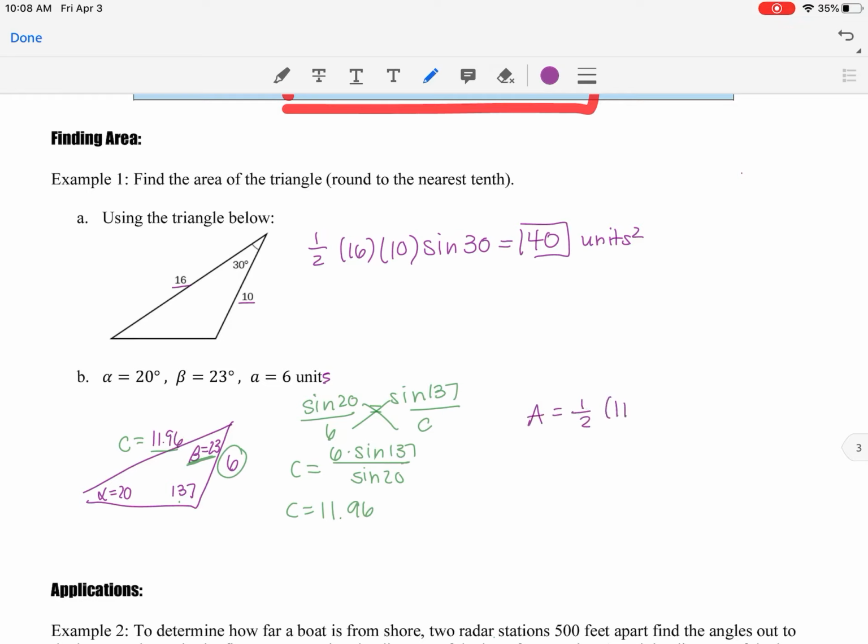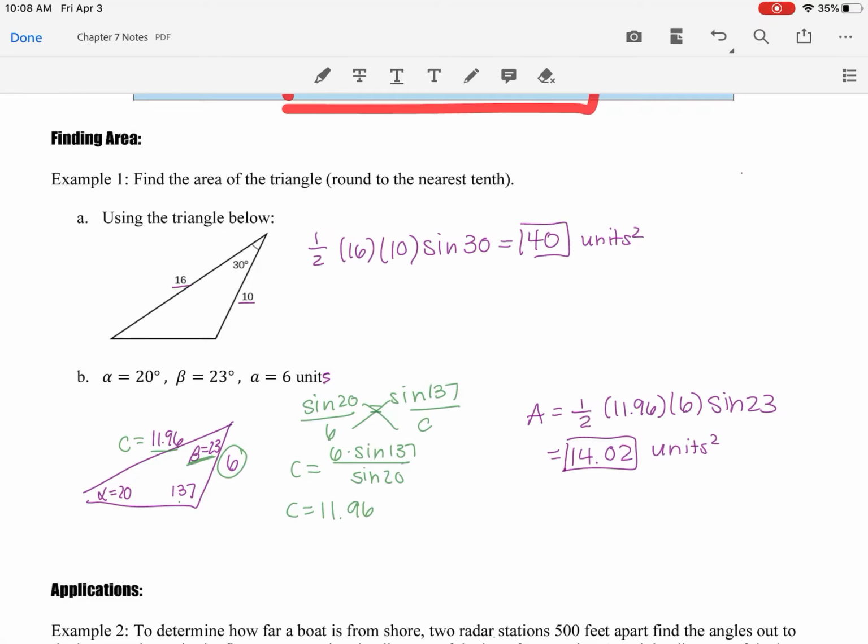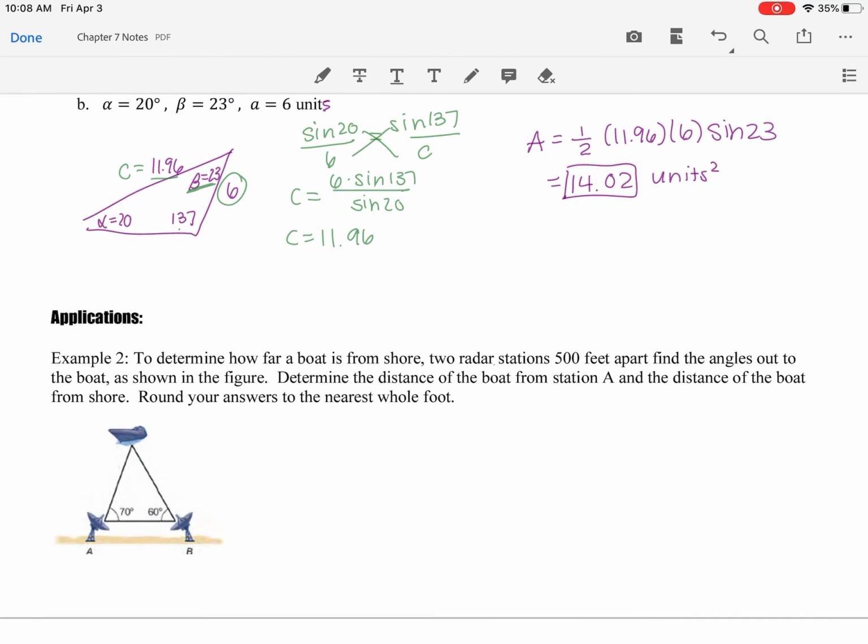Now we're going to go back and use our area formula. So area equals 1/2 of 11.96 times 6, the two sides, times sine of 23. At that stage, you're just typing it into your calculator. Make sure it's in degree mode, and we end up with 14.02 units squared. Be aware there's two types of area problems: ones where you can just plug it in, and ones where you have to solve for something before you plug it in.